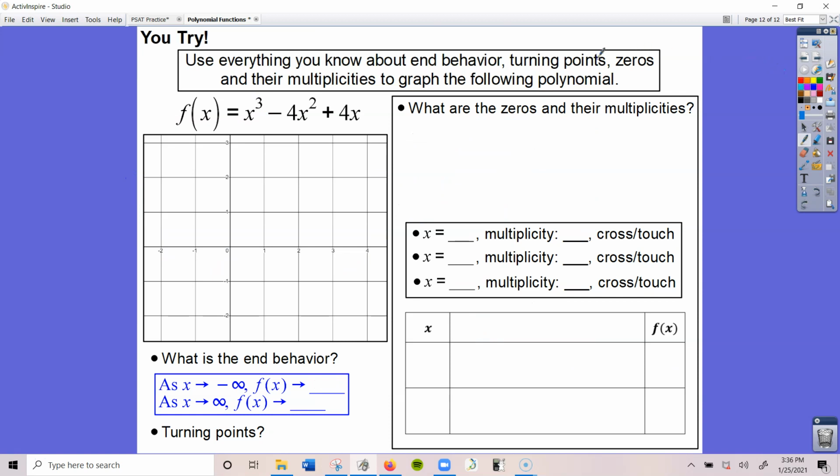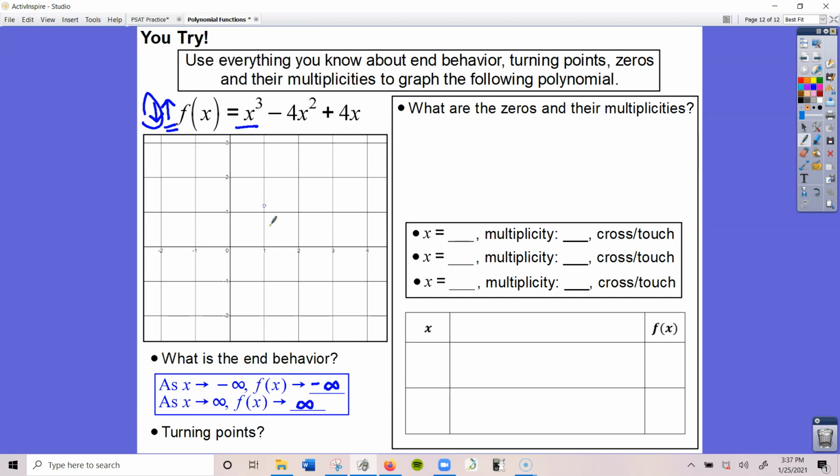Here we have x to the third minus 4x squared plus x. My leading term here is x to the third. Because of this positive coefficient, that means that the right side will go up. And since the exponent is odd, that means the left side would go down. Meaning that for my end behavior statements here, as x is approaching negative infinity, that is my left arrow, it's going down, so negative infinity. And as x is approaching positive infinity, that's the right arrow, I see that f of x would also go up.